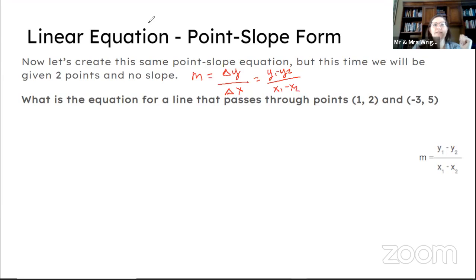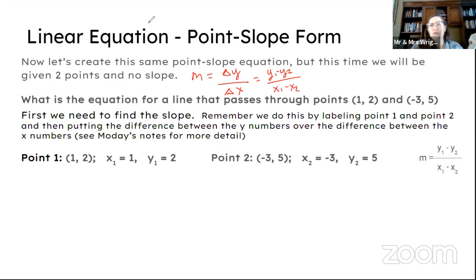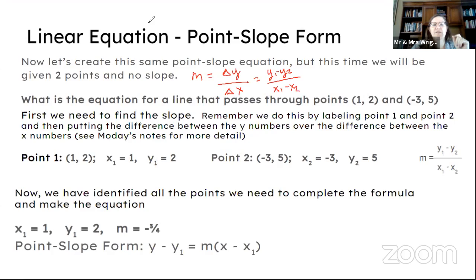But first I need to identify what's going to be my point 1 and what's going to be my point 2. So I usually identify the first number that's given to me as point 1 and the second one as point 2. So if you look at this, I identified it as point 1. So my x1 is 1, my y1 is 2. This second point I identified as point 2. So my x2 is -3 and my y2 is 5. Plug that into this formula that we already went over, and you're going to get a slope of -3/4.